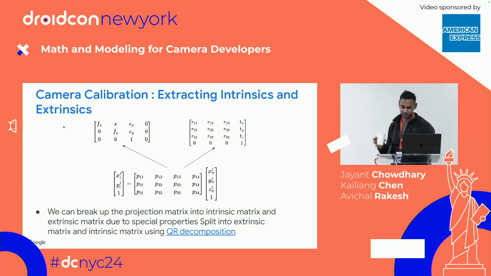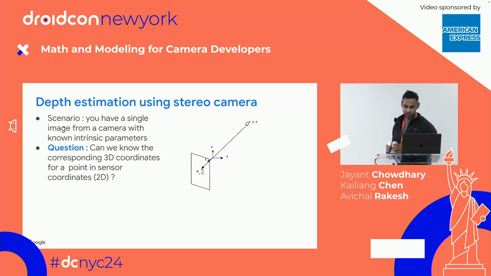Now let's see how we can use these facts. Can we use them for some applications? The first one is, let's say we'd like to estimate the depth of a point in the world just using a camera. The scenario here is you've got one single image of a point in space, and you also have a camera with known intrinsic parameters, which we can know using the process that we followed in the previous slides. Now the question is, can you know the corresponding 3D coordinates for that particular point on the sensor? Just to repeat myself, I have a point on the image, xi, yi. Can I know where exactly this point would lie in real space, in 3D space?